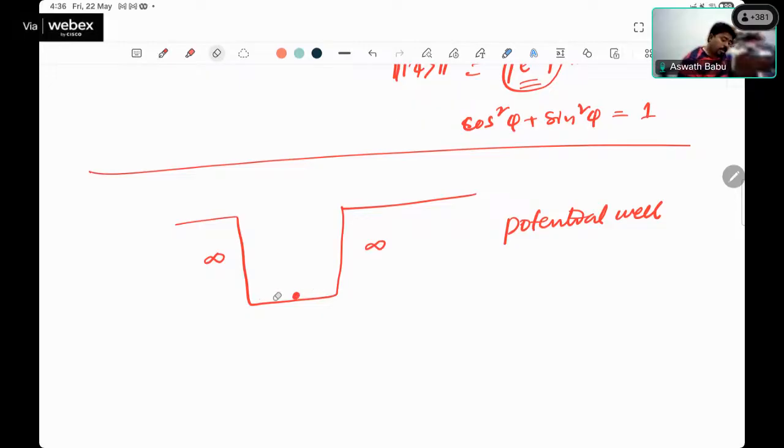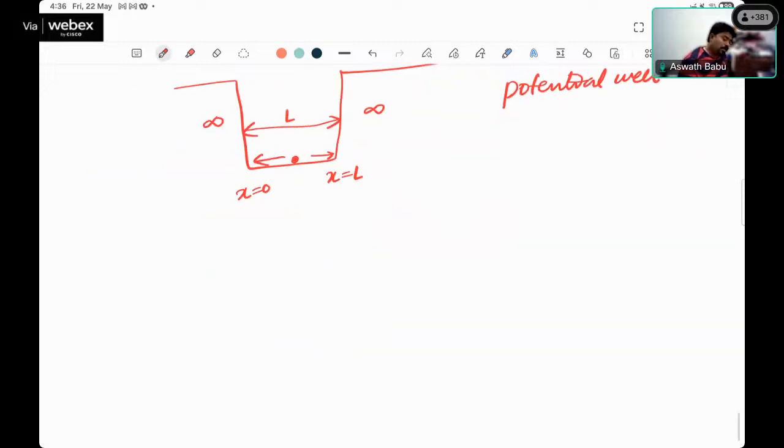It means the particle only has the possibility of going left and right. That's all. It cannot go out of the material. So this is how I'm confining my particle between x equal to 0 and x equal to L. This much length, a one-dimensional potential well. It can't go up and down.